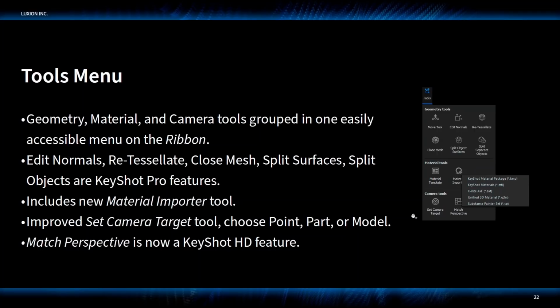We have improved the set camera target tool, so you can now choose between a point, part, or a model when using that feature. And then an item of note is that match perspective is now a KeyShot HD feature. That was a pro feature in the past.